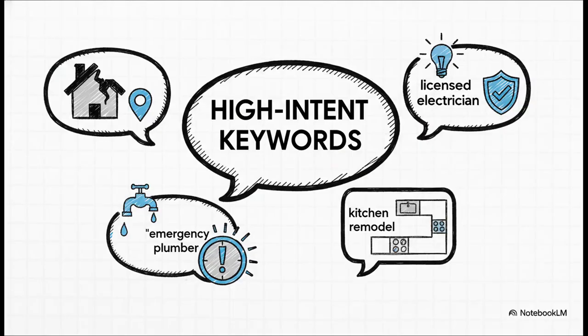You know what's really cool is that each of these phrases tells you a story about the customer. Roof repair near me. That's pure urgency. Licensed electrician in Brisbane. Okay, this person cares about credentials and safety. Kitchen remodel contractor in the USA. They're planning a big project. See? These aren't just random words. They are specific requests from people who are ready to pull the trigger.